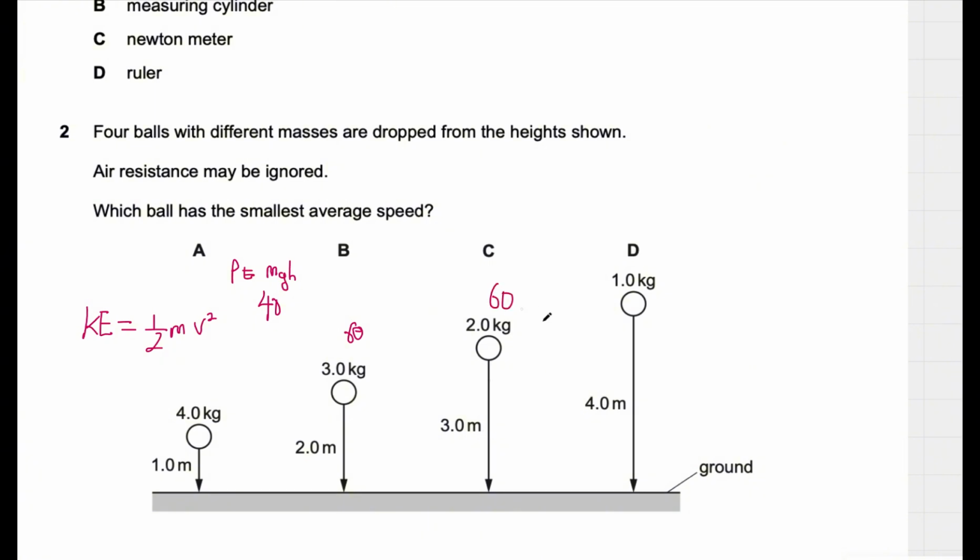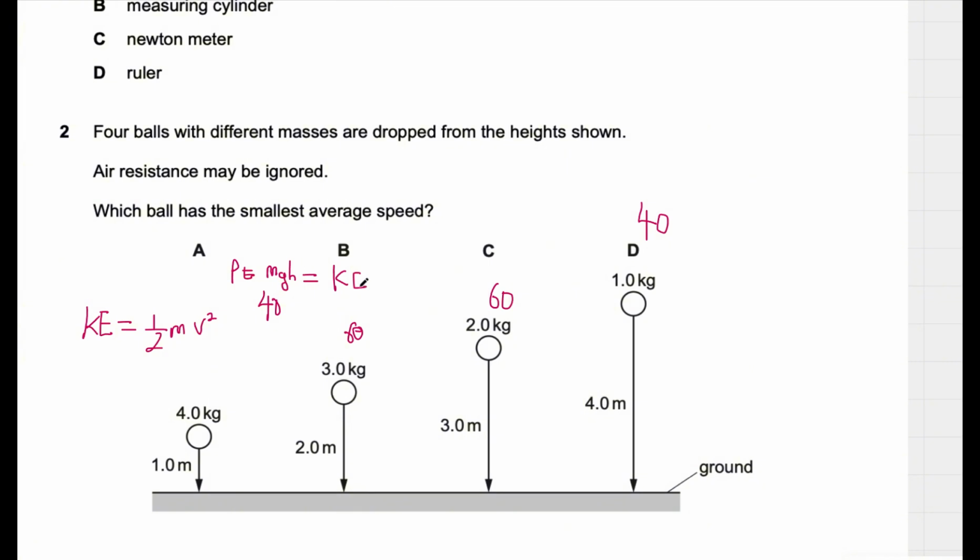Now the potential energy for D: 1 times 10, where 10 is the gravity, g, times the height of 4. 1 times 10 is 10, times 4 is 40. So the potential energy for this one is 40, which is equal to the kinetic energy. So you make the speed the subject.